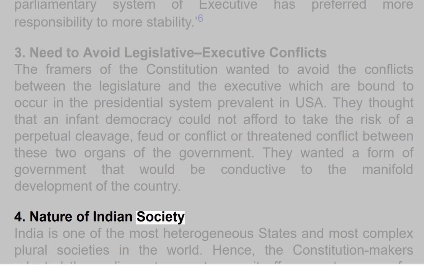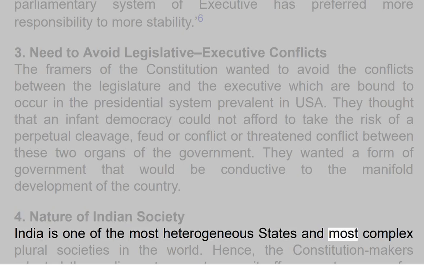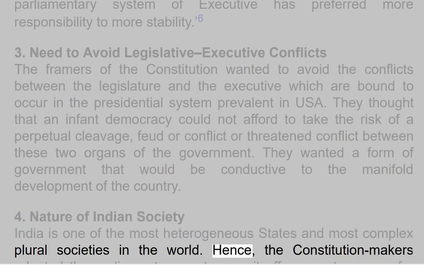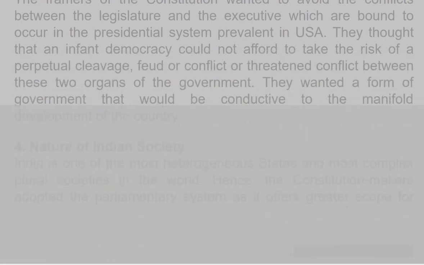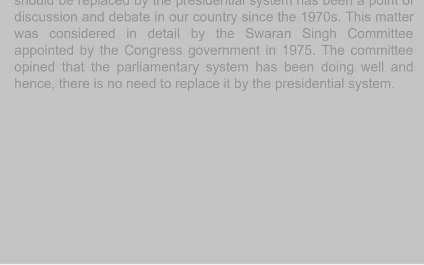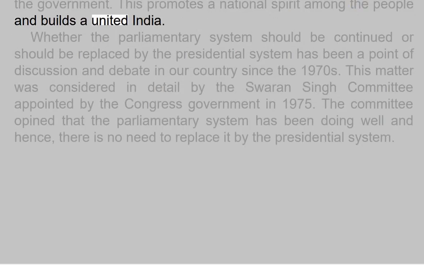4. Nature of Indian society. India is one of the most heterogeneous states and most complex plural societies in the world. Hence, the constitution makers adopted the parliamentary system as it offers greater scope for giving representation to various sections, interests, and regions in the government. This promotes a national spirit among the people and builds a united India.